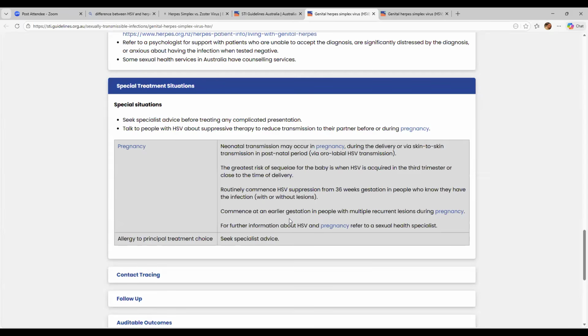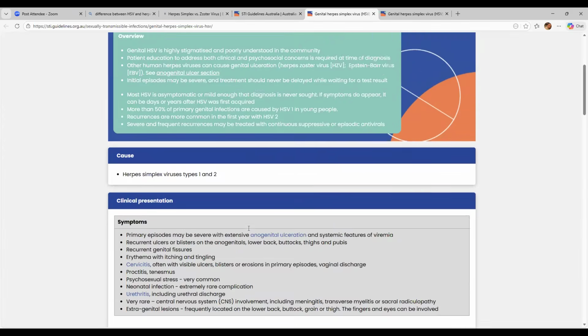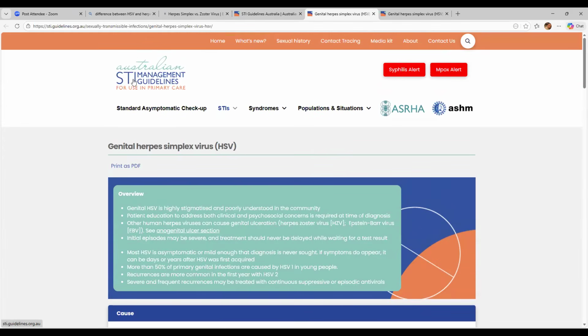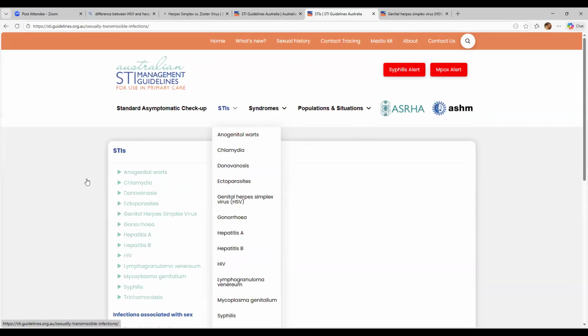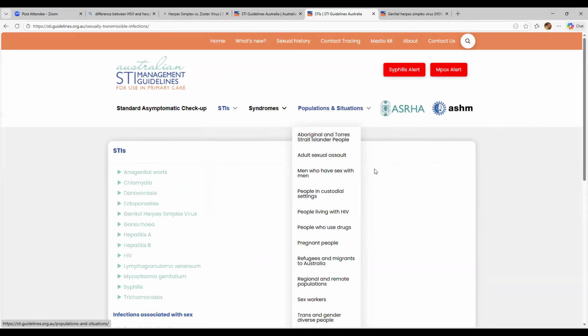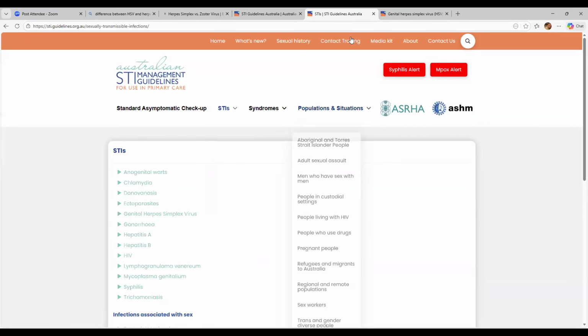All right. So this is the Australian STI management and guidelines. Take a picture of that, and I would advise you to study all the STI related questions from here. All the topics are covered in this wonderful, wonderful resource. All right, let's go back.